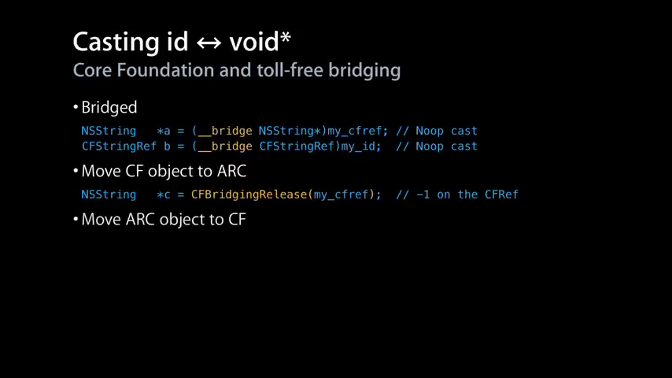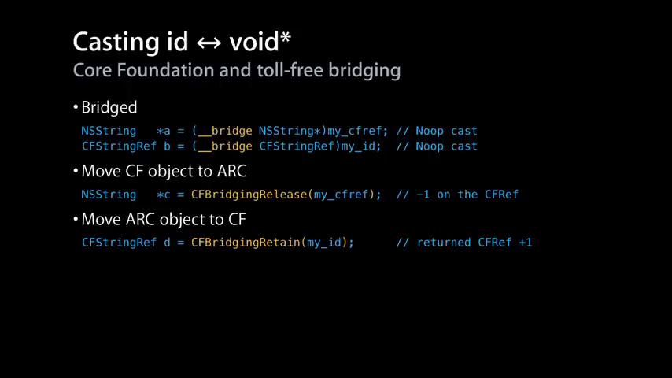Conversely, you might want to take an Objective-C object that's being managed by ARC and cast it over to a CF object, an object managed under CF memory management rules. To do this, you would use the corresponding CF bridging retain function, which will increment the retain count of the object by 1 and remove it from being managed by ARC.